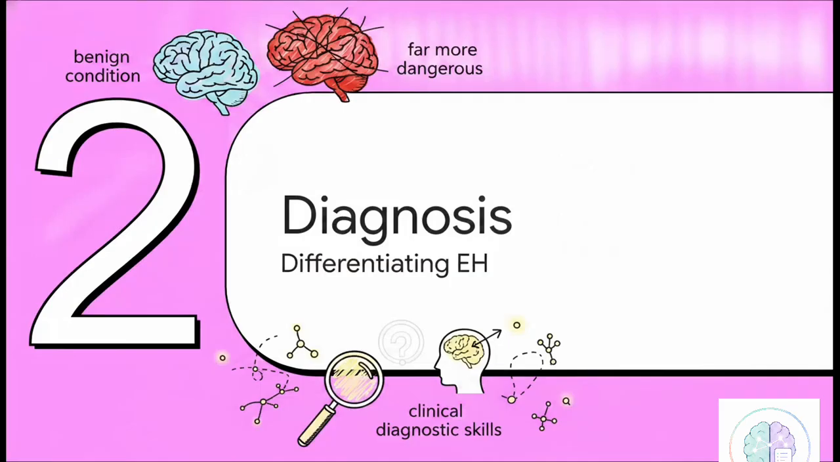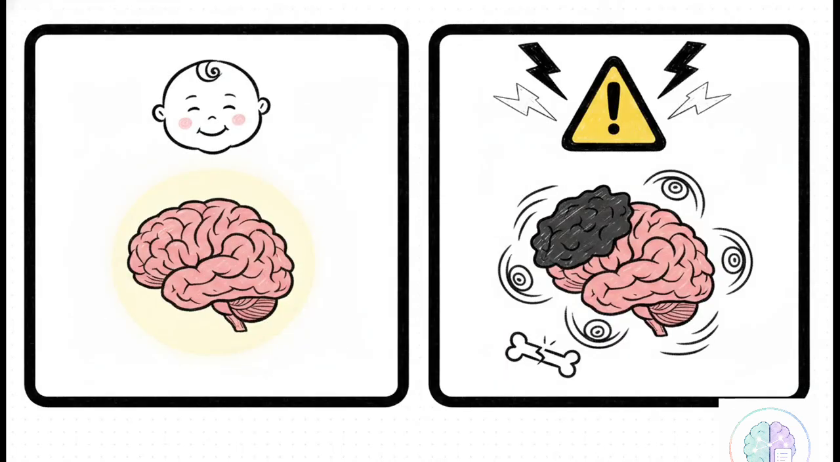Okay, moving on to Section 2, differentiating and diagnosing. This is where things get really interesting because we have to figure out how to tell this relatively benign condition apart from something far more dangerous. This is where your diagnostic skills really get put to the test. You absolutely have to be able to distinguish benign external hydrocephalus from symptomatic chronic extra-axial fluid collections. The biggest, most pressing differential here is a chronic subdural hematoma.